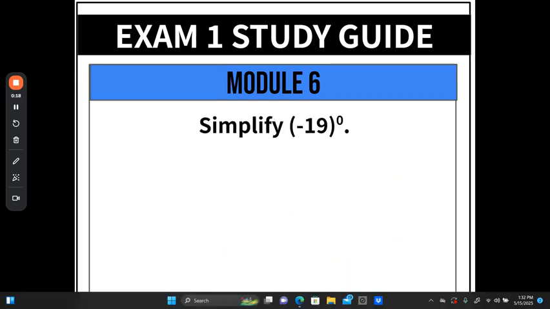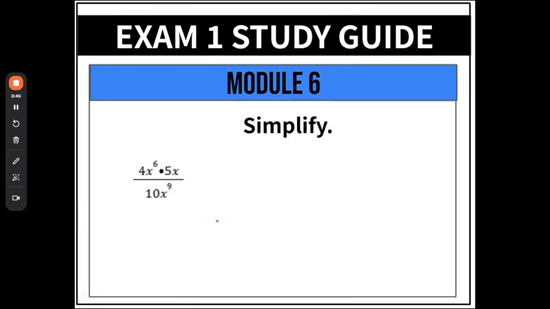Simplify negative 19 to the 0. Per our exponent rules, anything to the 0, I don't care what it is, if it's negative, positive, big or small number, it's always going to be 1. So simplify. Okay, so this problem, something that you will need to know, one of our exponent rules that's going to be very important, a to the negative n equals 1 over a to the n. Okay, keep this in mind when we start working on this problem here.